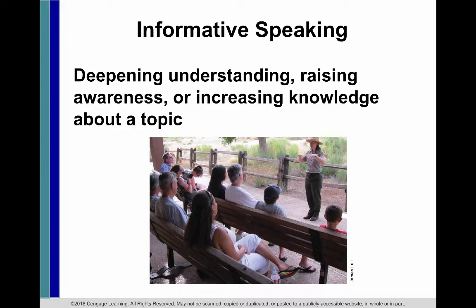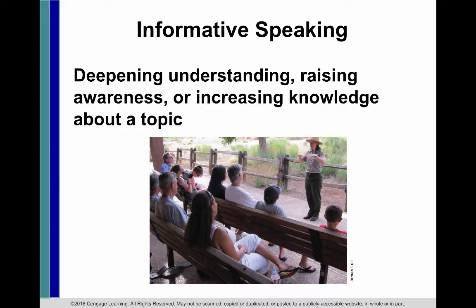In this class, we're going to learn about both informative and persuasive speeches. You'll be giving persuasive speeches later in the semester, but first you'll be creating and delivering an informative speech. In informative speaking, you act as a teacher. Your job is to help us understand a topic on a deeper level than we did before your speech.